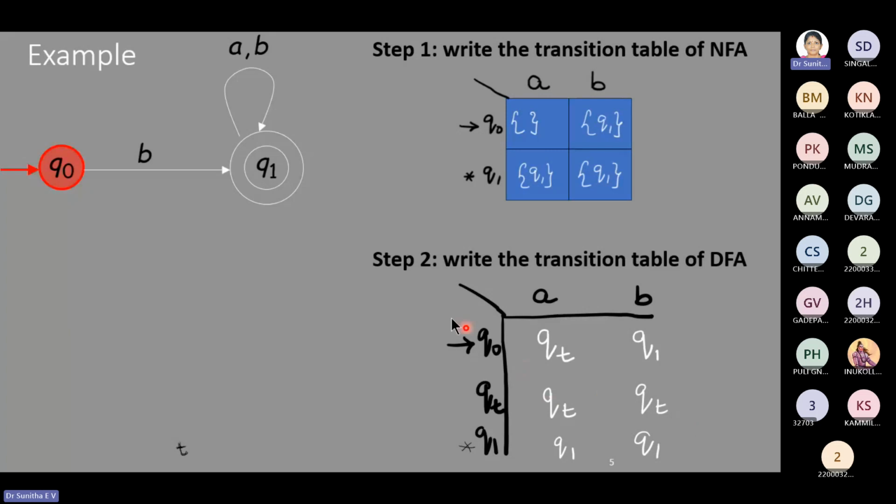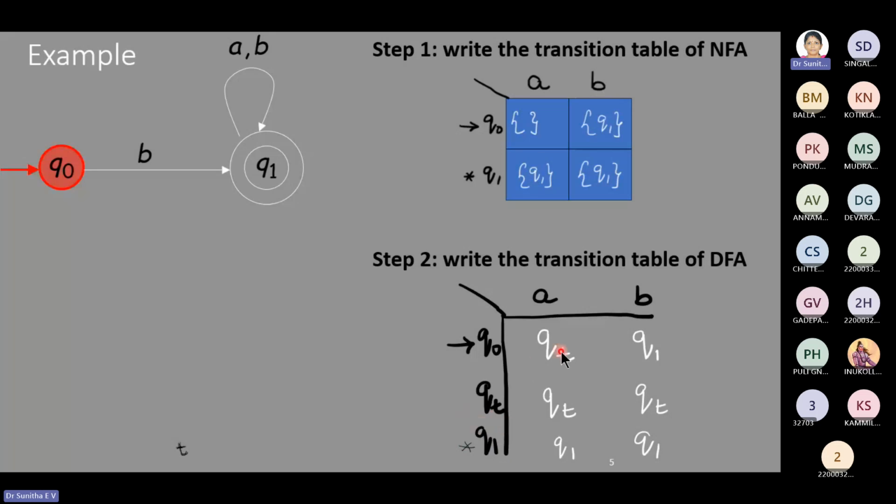And which is the final state? Final state in NFA is Q1. And wherever we find the combinations of Q1, those are the final states. So here we have only one single Q1. There are no combinations available. So Q1 is our final state in the DFA.